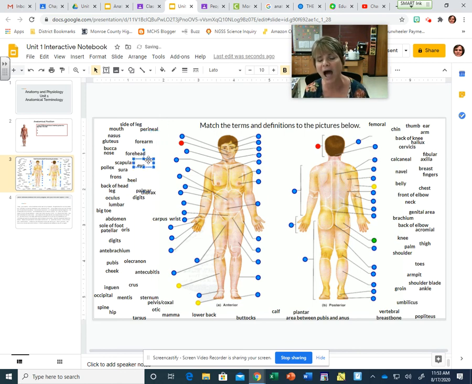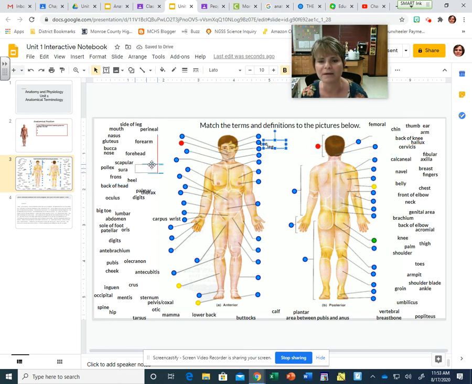Now I can click on eye. It looks like that one is pointing to the eye, so I'm going to put it right up here with that blue dot. And then the word for eye is oculus or orbital. So I'm going to look for that word. Right there is oculus. So I'm going to have to move some of these others out of the way probably. So there's oculus. I'm going to move it up here with eye.